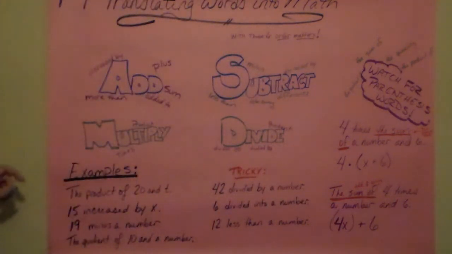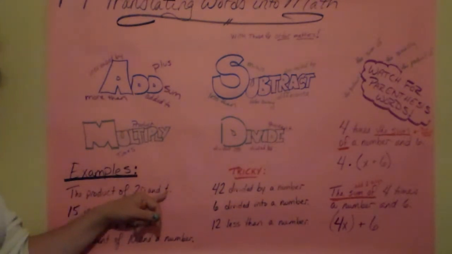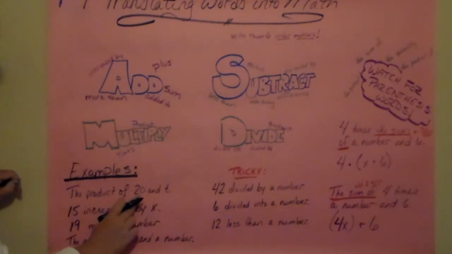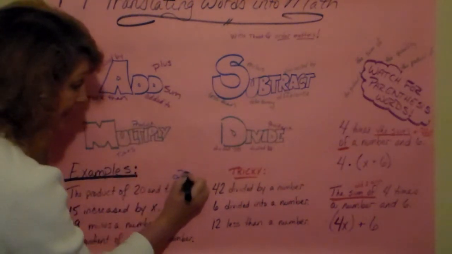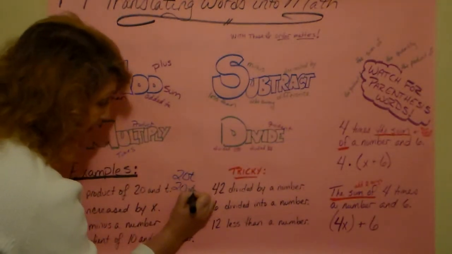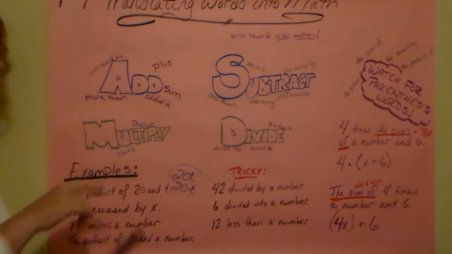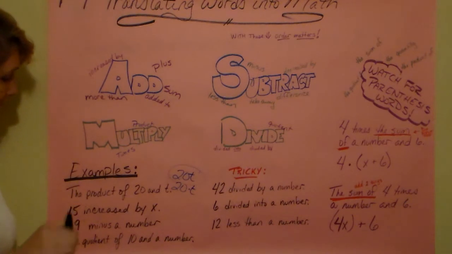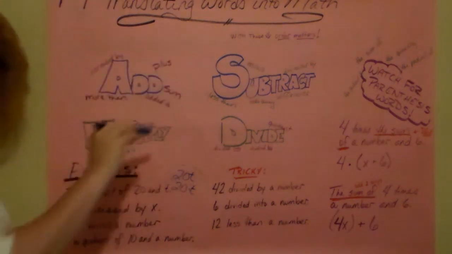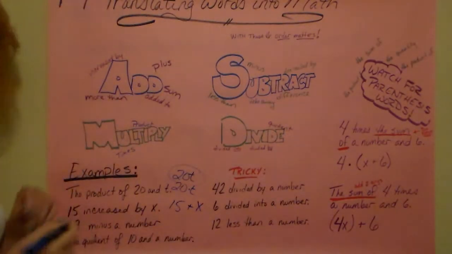So here's an example. The product of 20 and t. Essentially what that means, product is multiply. So I'm going to multiply 20 and t. And it's going to look like that. It could look like this, but really both of them are right, but this is a little more right. 15 increased by x. Well, increased is an add number. 15 increased by x. That's all that means.